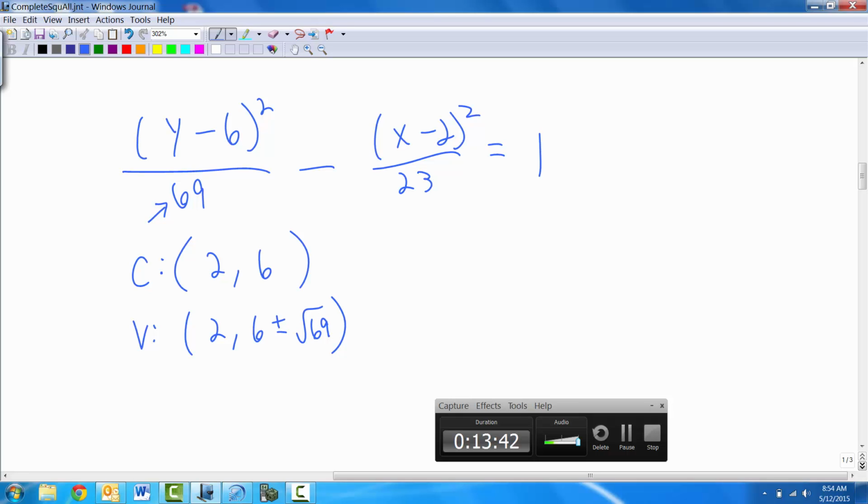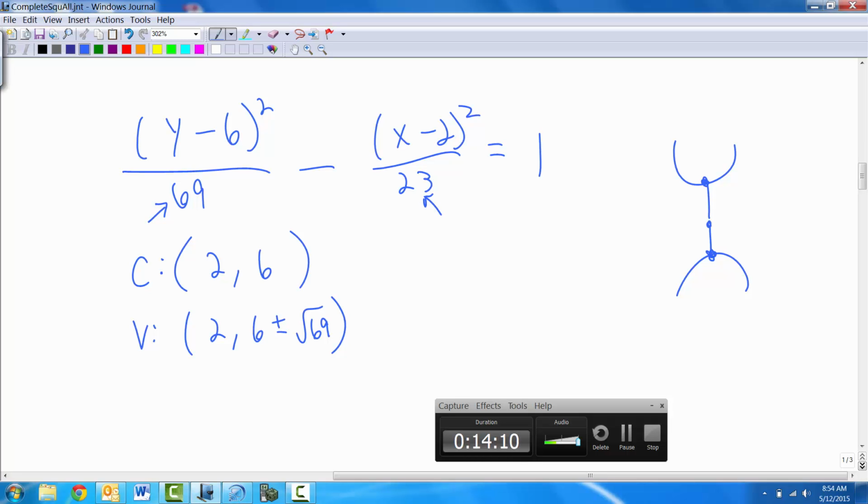That just means that we know we have to go up root 69 and down root 69 from the center, and that's where the vertices would be because the y-axis is the good axis. All right, so this goes like this. Here's the center. I got to go up root 69 and down root 69, and that's where the vertices would reside. Where would the endpoints of the conjugate axis be?